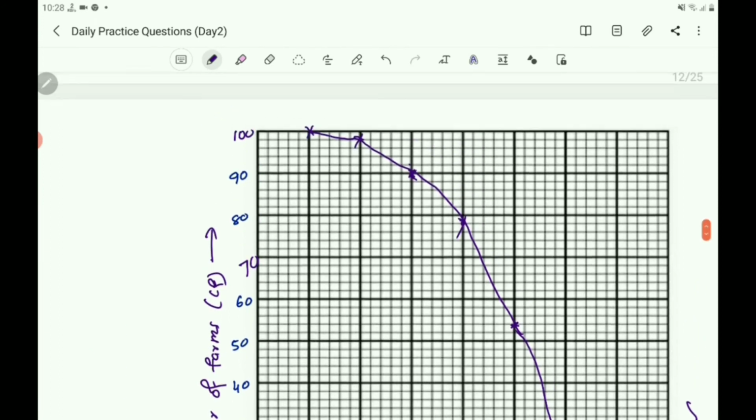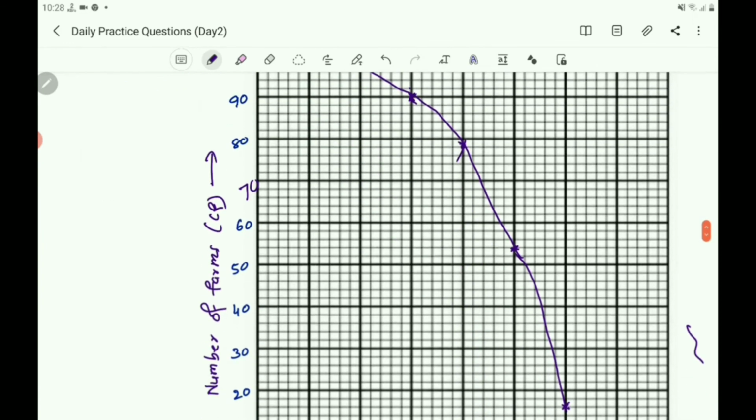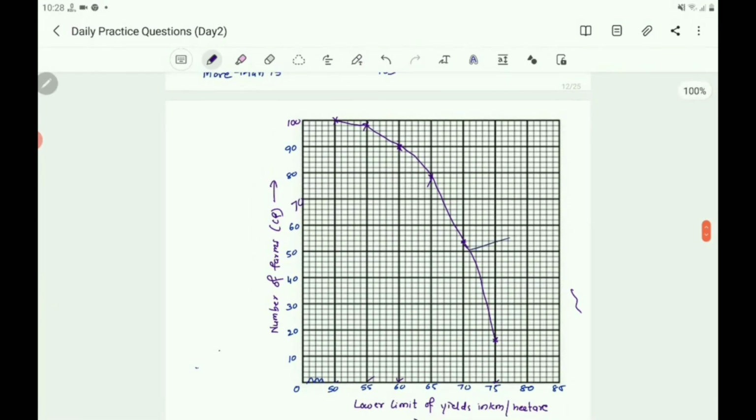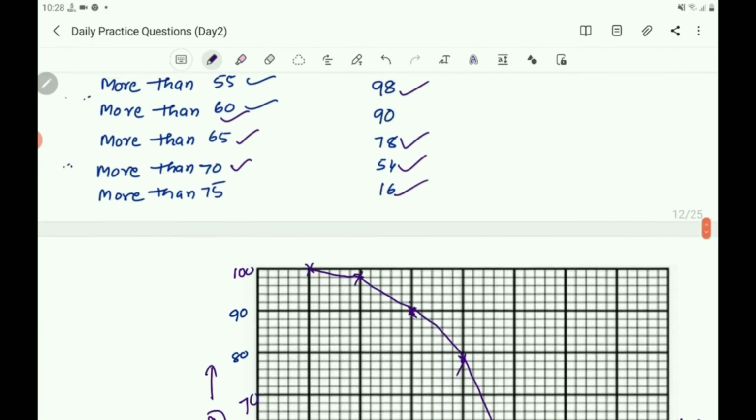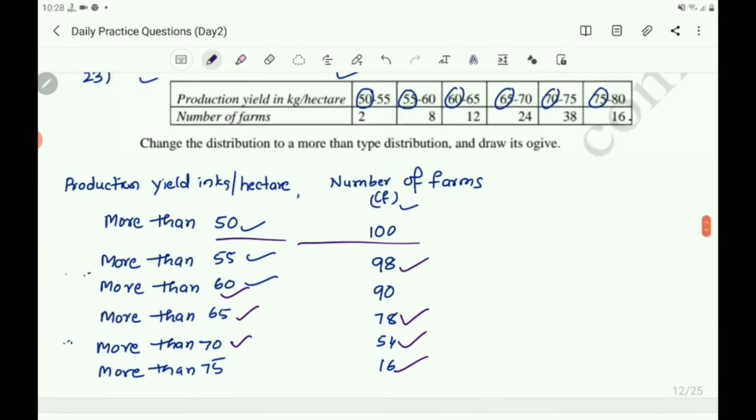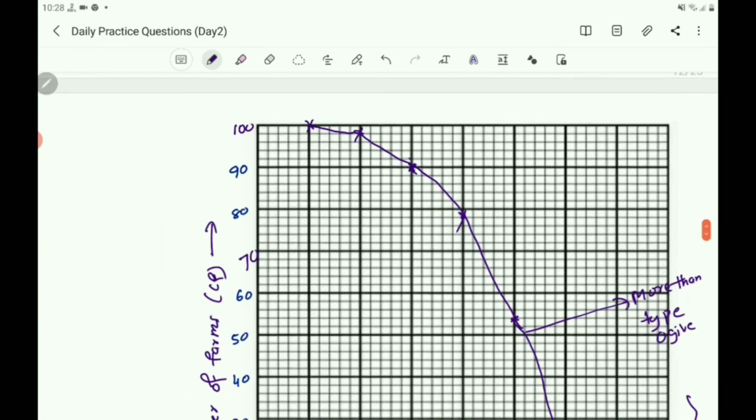Here you got the ogive, that is the more than type ogive. Here we have changed the distribution to more than type distribution, and we got an ogive for the more than type distribution, that is the more than type ogive.